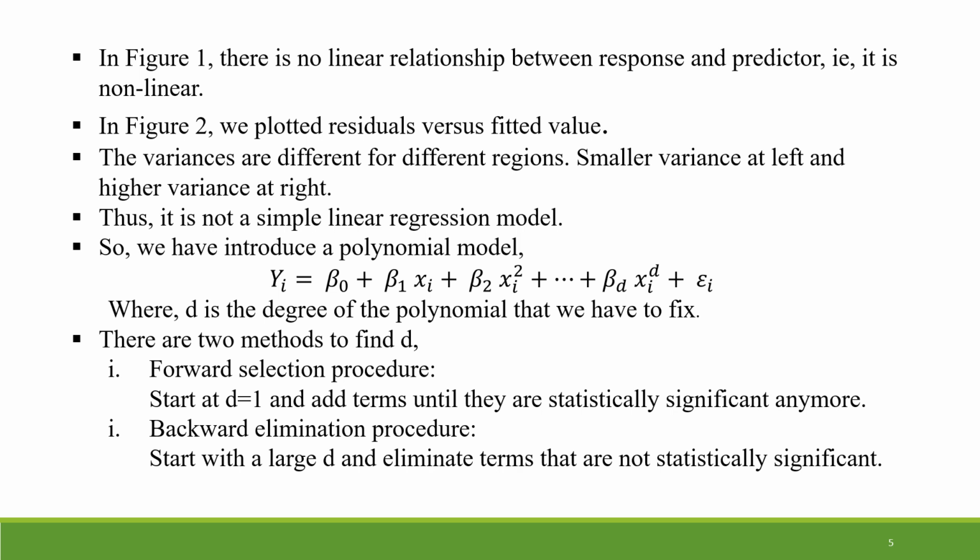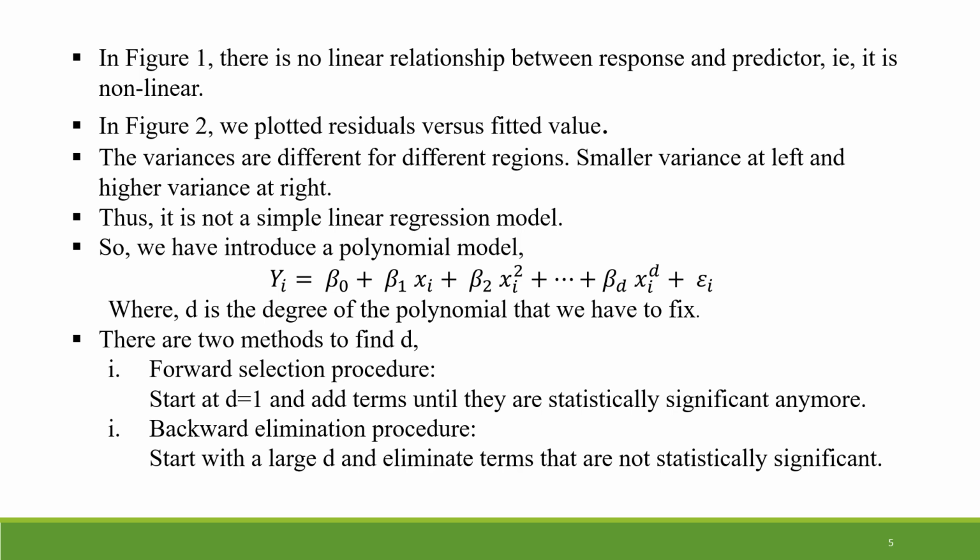Here we have two methods to find d. The first method is to start at d equal to 1 and add terms until they are no longer statistically significant. That is, increase d until a specific d is reached. The second method is to start with a large d and eliminate terms that are not statistically significant.